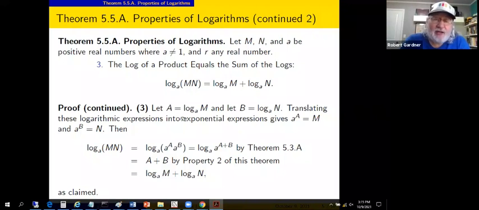Now A by definition was this quantity, log base lowercase a of M. B was this quantity, so let's substitute those back in. And we get log base a of M times N as log base a of M plus log base a of N, as claimed. What made the whole thing work? The fact that you add exponents when multiplying with a common base. The rest of it was just symbols that we had introduced.